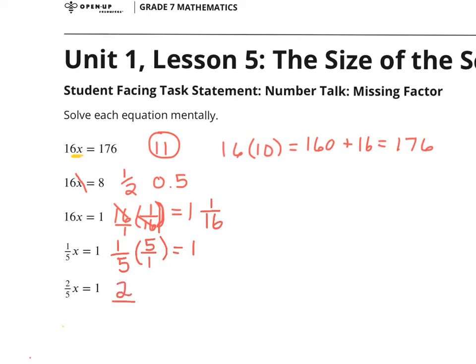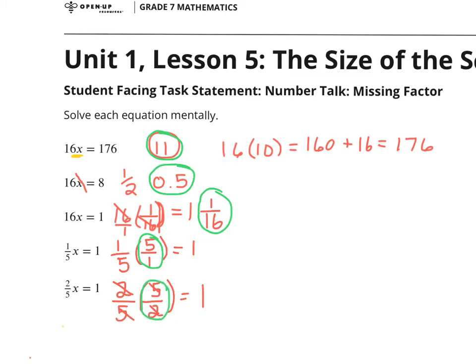I could do that with, you hear my door squeaking in the background. 2/5. 2/5 times what would give me 1? Well, let's see. I need to wipe out that 5, so I'm going to put a 5 in the numerator, and wipe out that 2, so I'll put a 2 in the denominator. And now I get an answer of 1. So there's our 5 solutions. We have 11 for the first one, 0.5, 1/16, 5/1 or just 5, and 5/2 for the last one.